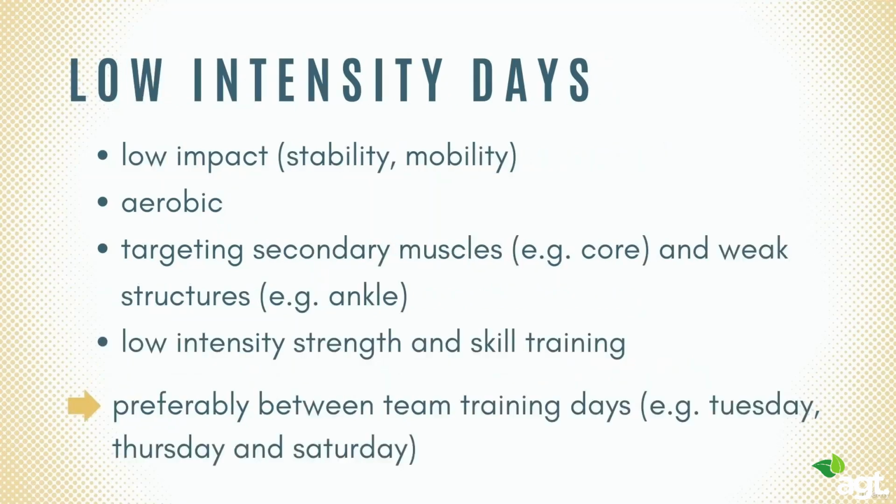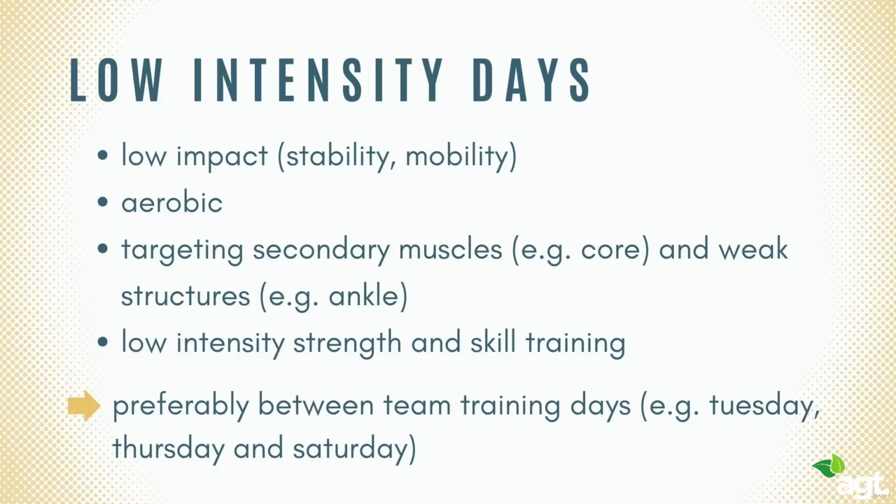On our low intensity days, we're training with a low impact. So we could be aiming for mobility, we could be doing some isometric stability training, everything kind of in that aerobic area. On those low intensity days, we want to target secondary muscles that are also very important for certain movements that we need for the sport, but are not like the primary muscles. So this could be the core, or we could target all kinds of weak structures that we have. Let's say your ankles are weak. You need to do some extra training on your ankles.